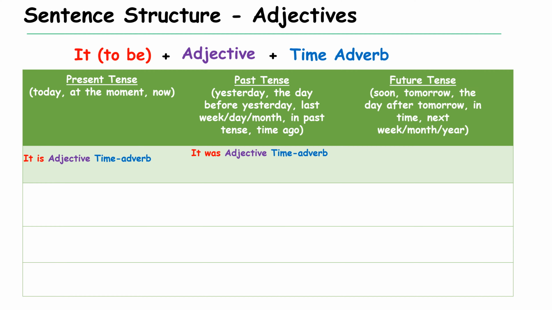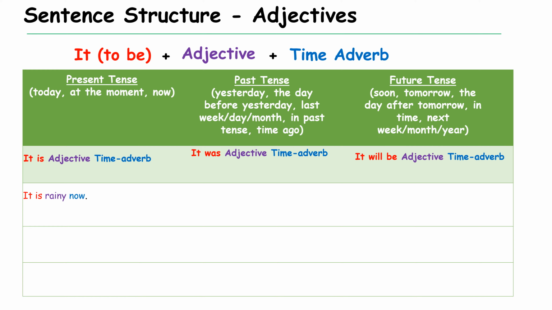And if you have time adverbs like soon, tomorrow, the day after tomorrow, in X future time, next week, next month, next year, it means you are referring to the future tense. And in that case, your sentence structure will be as follows: It will be, adjective, and time adverb. Now, let's look at it in a few examples.